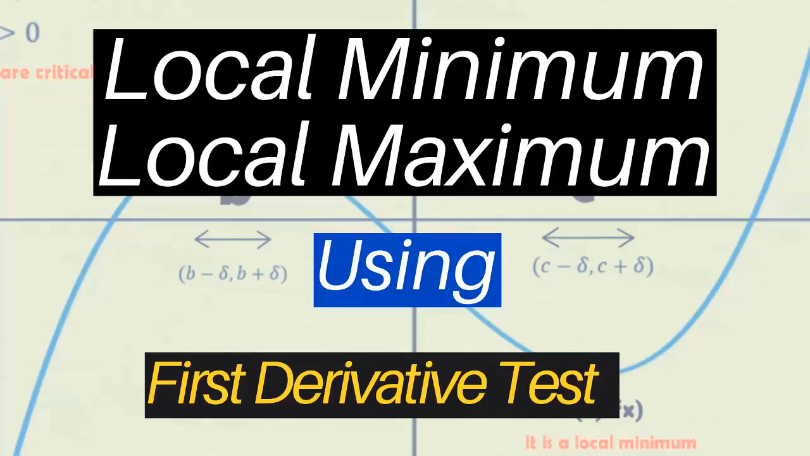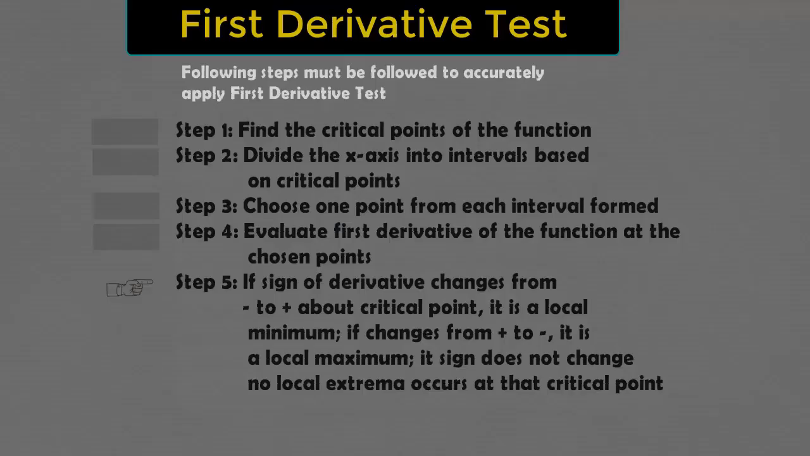This video is about finding local minimum and local maximum value of a function using the first derivative test. So let's begin. In order to accurately apply this test, keep in mind the following steps. Step 1. Find the critical points of the function.